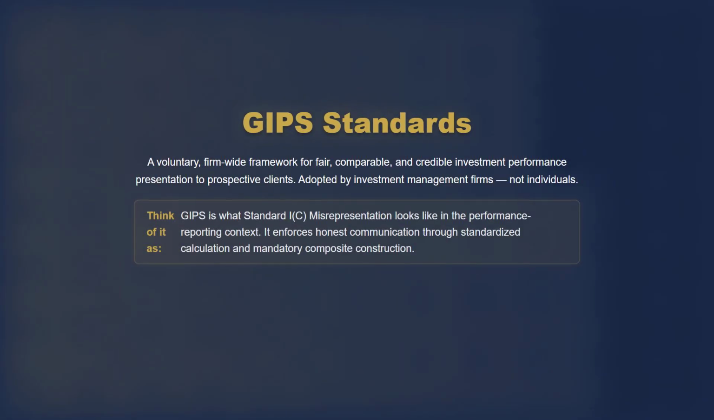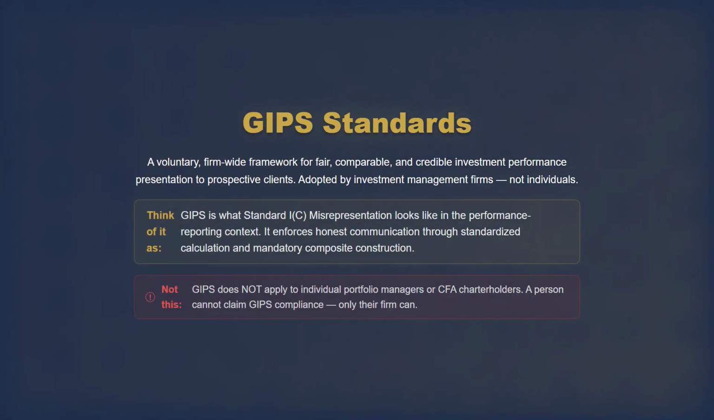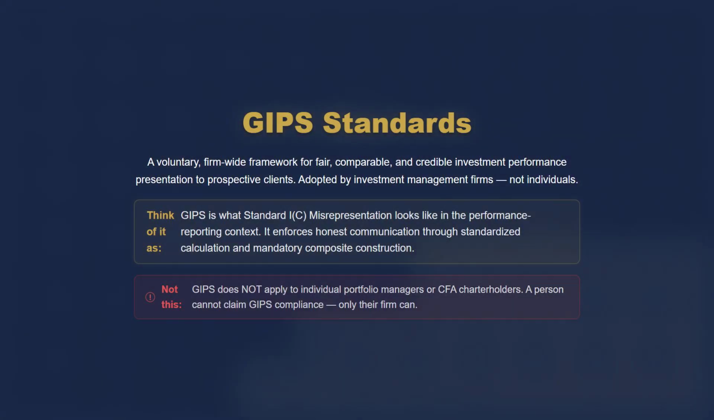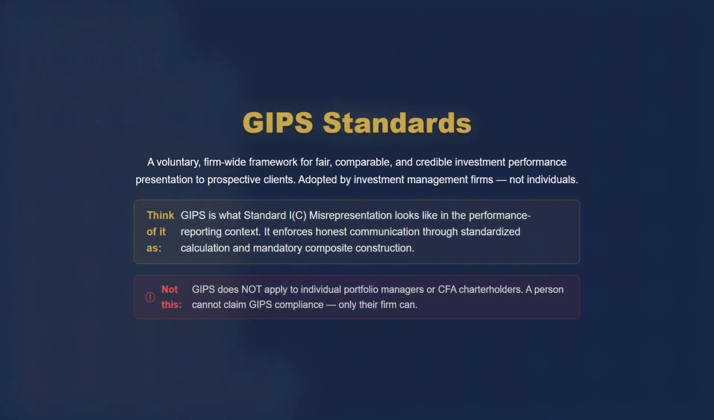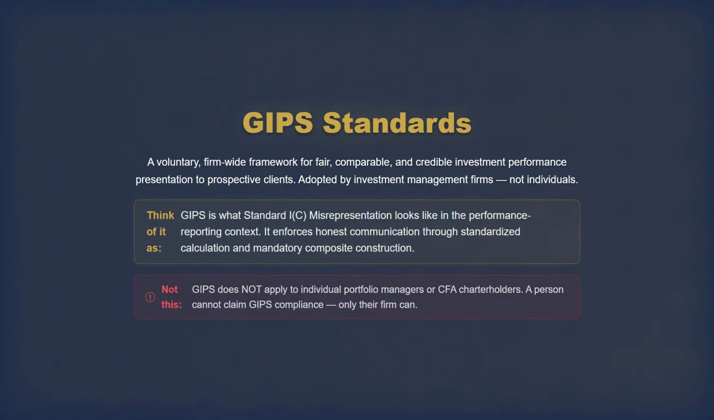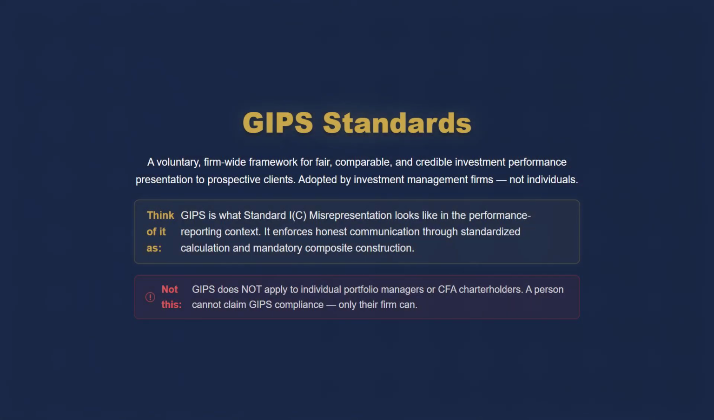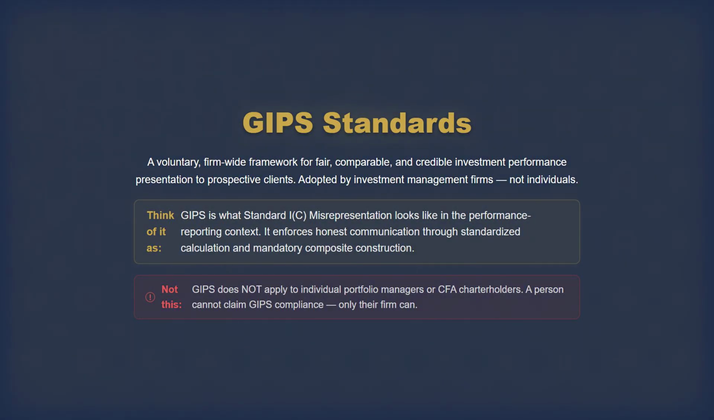Enter GIPS. The Global Investment Performance Standards are a voluntary, firm-wide framework that governs how investment management firms calculate and present their performance to prospective clients. 3 words matter here. Voluntary, no regulator forces firms to adopt GIPS. Firm-wide, you comply for the entire firm, not just your best division. And prospective clients, GIPS is designed to protect the people who have not yet hired you. They cannot verify your numbers. GIPS gives them a standard they can trust.